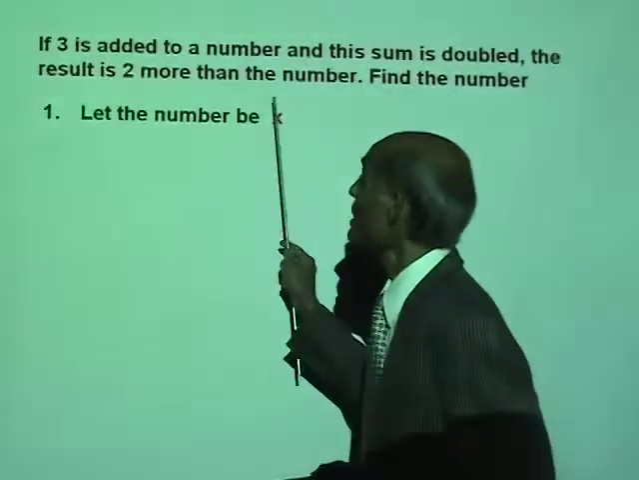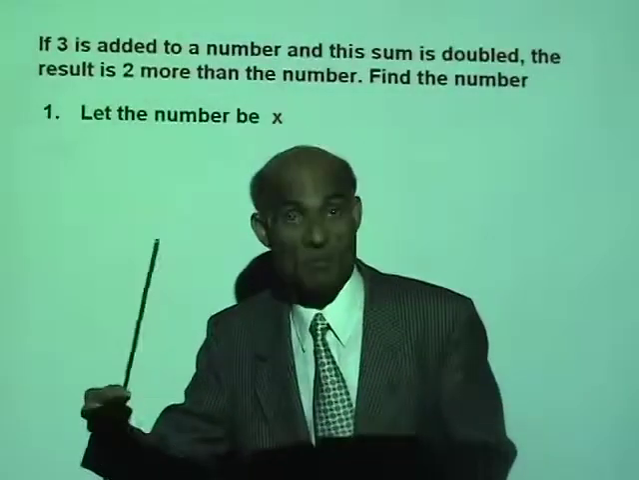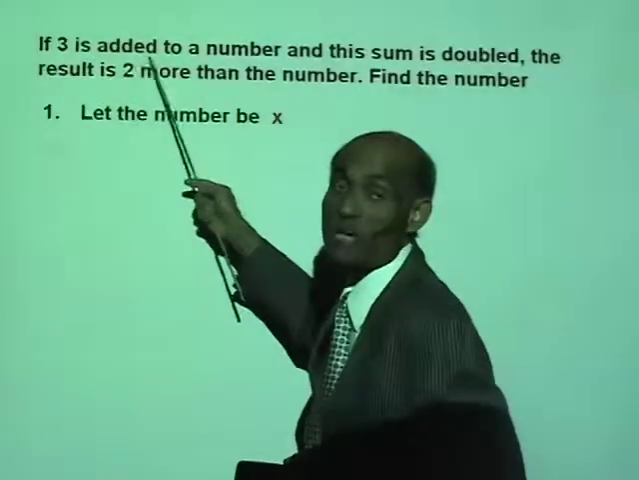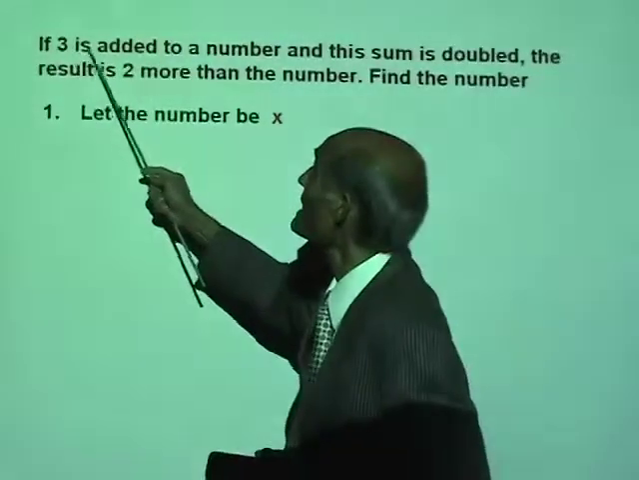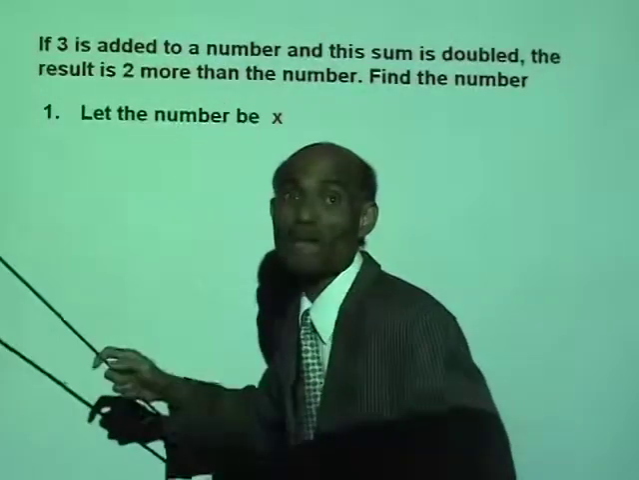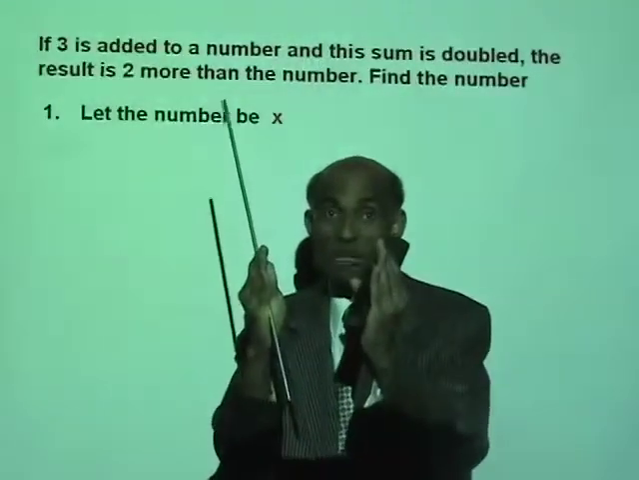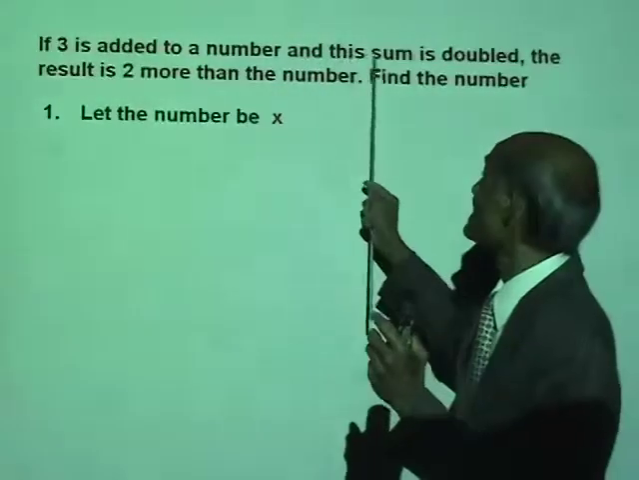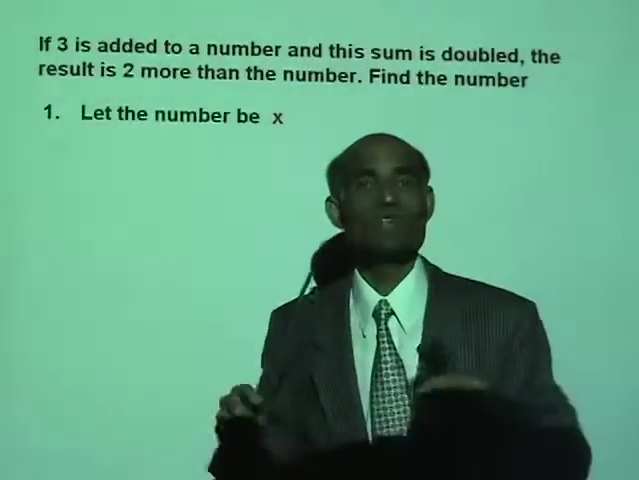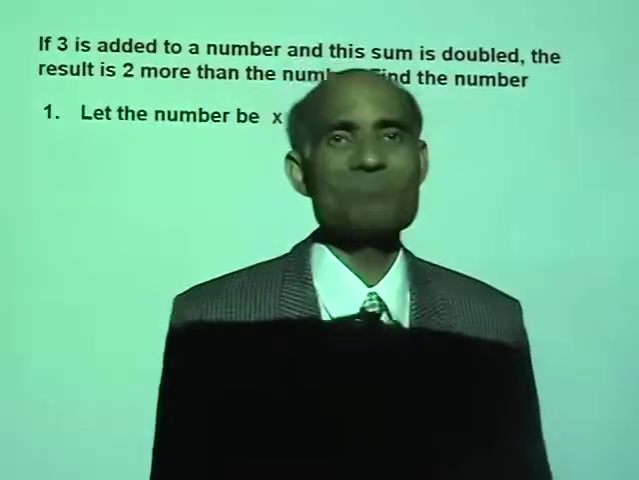Let the number be x. And now, once you know x represents our variable, the number, use it to establish relation reading the problem. If 3 is added to a number, that will make 3 plus x. So you got a sum there, 3 plus x. What do you do to that sum? The sum is doubled. Can you double 3 plus x? How do you double a number?